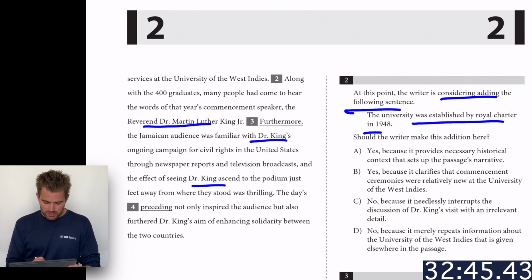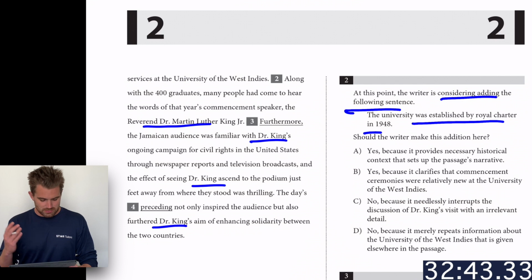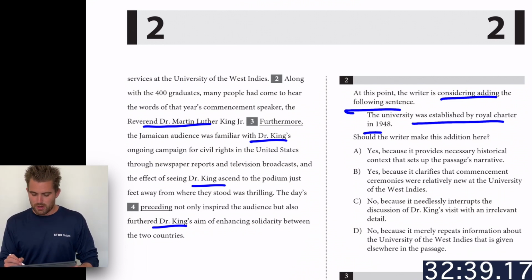King. That's why I'm underlining this. The whole passage is about Dr. Martin Luther King, clearly. Should the writer make this addition? No, because the university was established by Royal Charter. That has nothing to do with Martin Luther King. So without a doubt, mark off the two yeses. That has nothing to do with it.